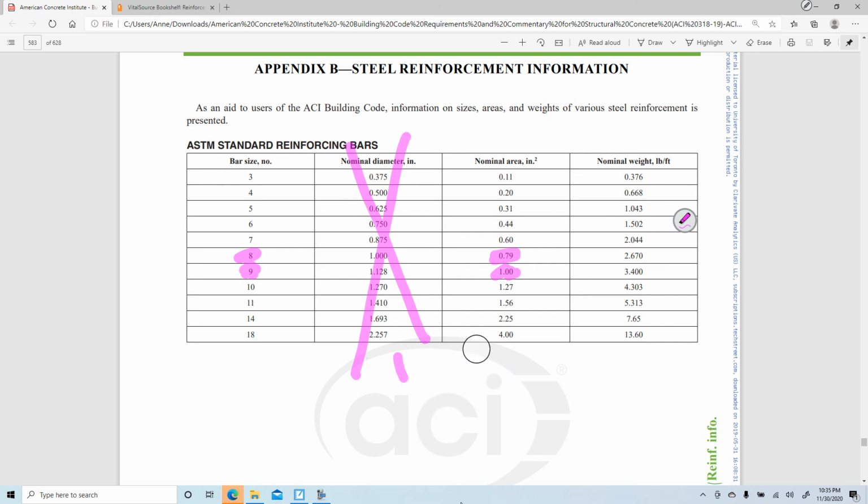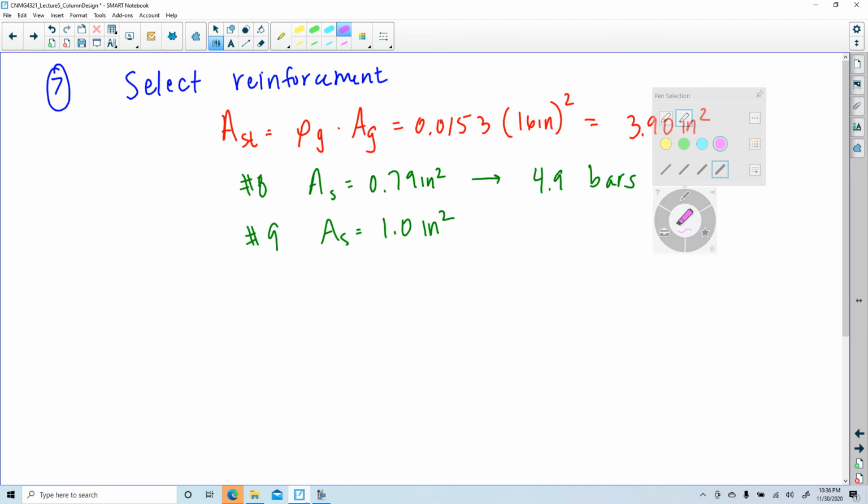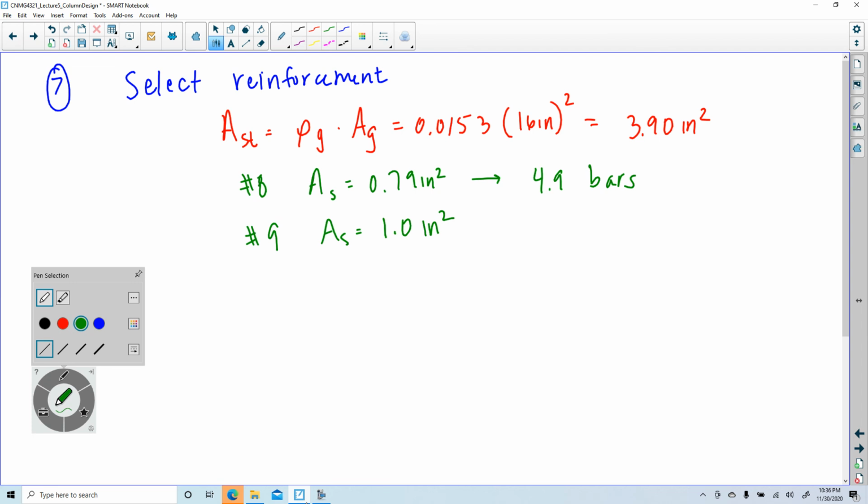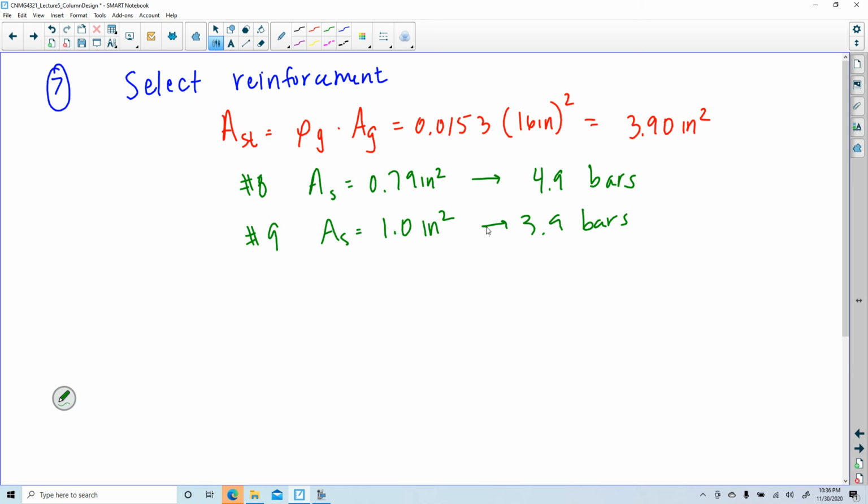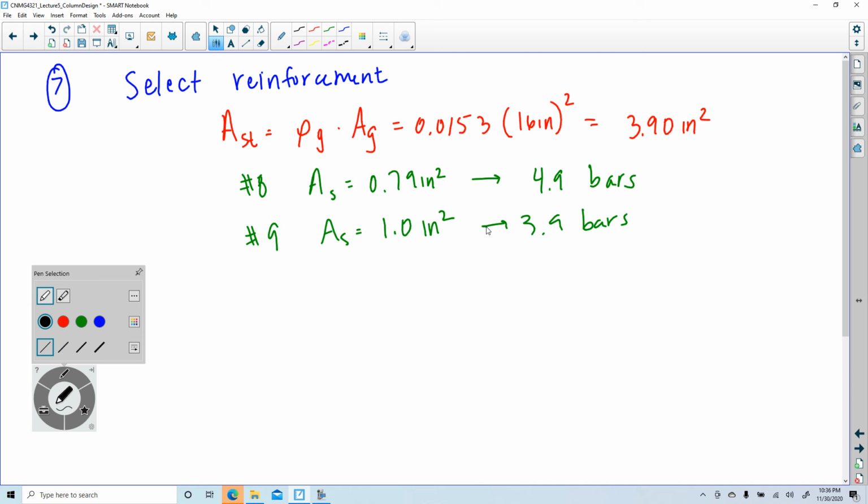Bad students. Anyway, that would obviously be, if I use the number 9, 3.9 bars. So that's easy enough. I can do 4 number 9s, 1 in each corner.